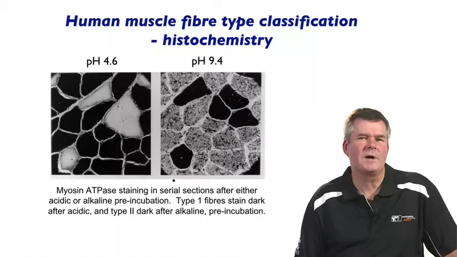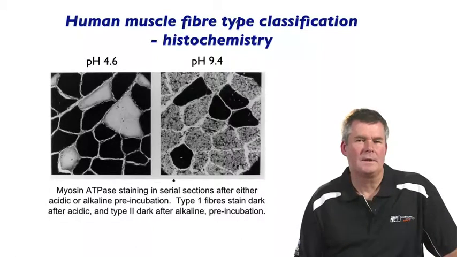The traditional way of typing these muscles is to mount a piece of muscle obtained from a muscle biopsy in a special medium, to then cut it in a cryostat, and then to stain for an important enzyme in muscle, the myosin ATPase. The activity of this enzyme is differentially sensitive to acid or alkali, depending on what fibre type it's in. If you pre-incubate the muscle section in acid, the type 2 or fast twitch fibres lose their myosin ATPase activity, so that when you stain for that, you see a dark stain.